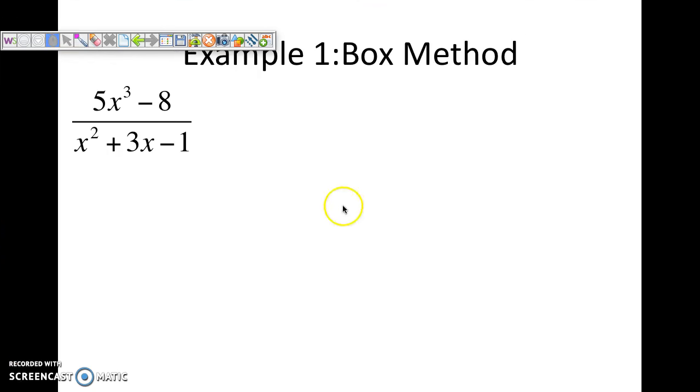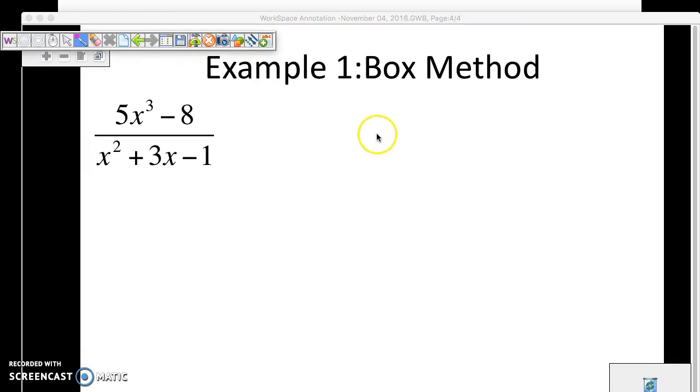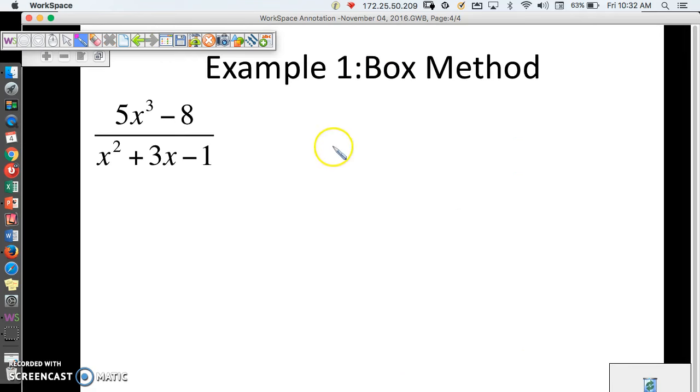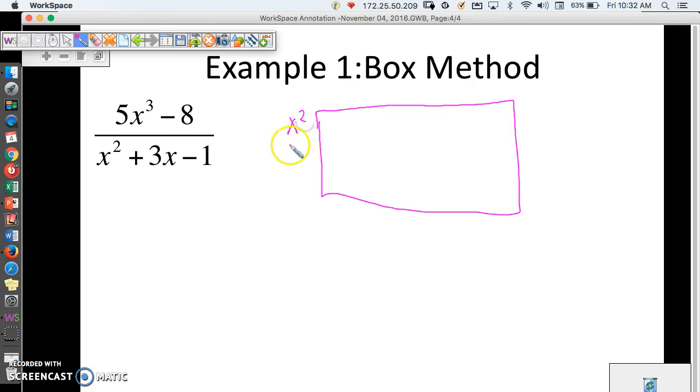Now there's another way that you can look at this, and this is using those boxes. So basically, we're given the inside of our box, so this is the amount on the inside, and we need to find what's on the outside. So in our box here, we know we're dividing by x squared plus 3x minus 1.